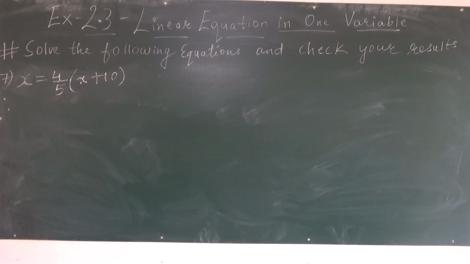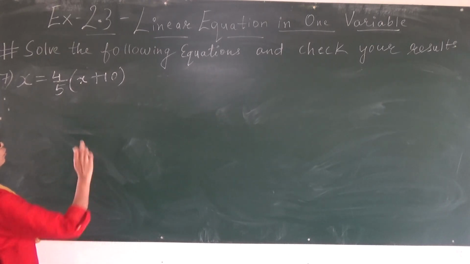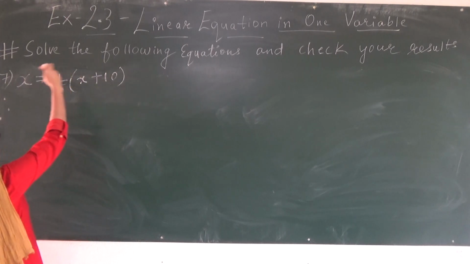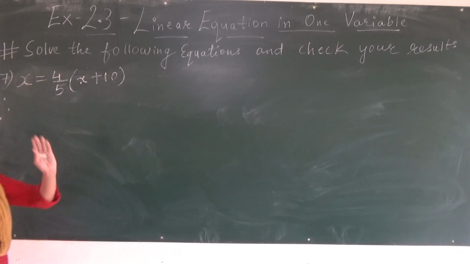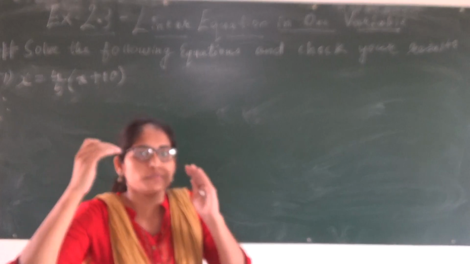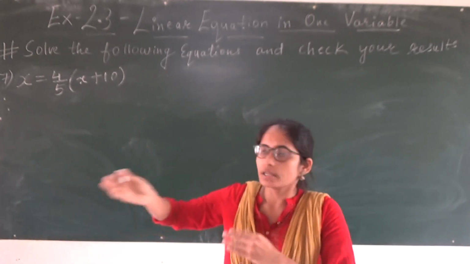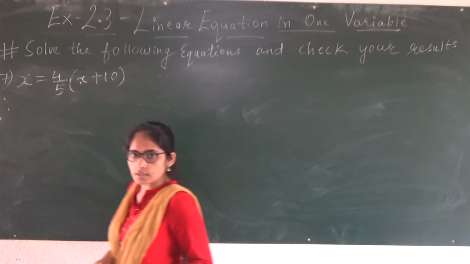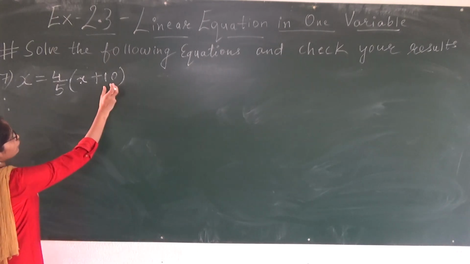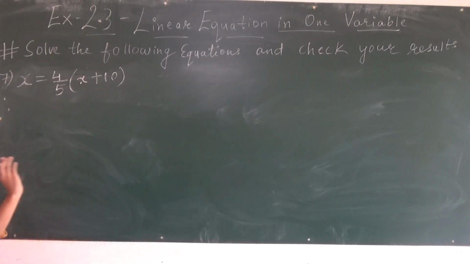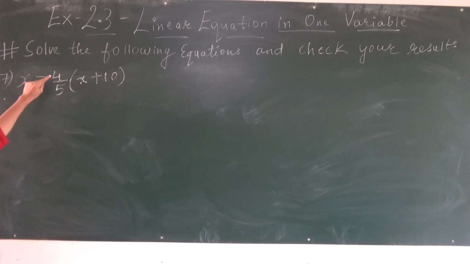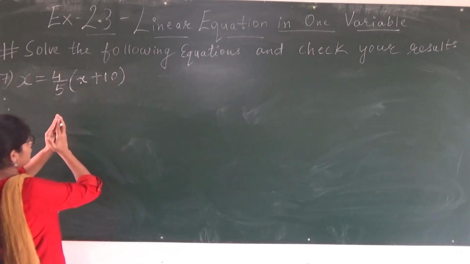So first of all, keep in mind that you can't transpose this 10 or this x because they are in bracket. So directly from the bracket you can't take the terms here and there. That will be wrong step. Okay, you can't shift 10, you can't shift this x. First you need to remove this 4 upon 5. Okay, so we need to think how to remove this and then we need to go to this bracket part.